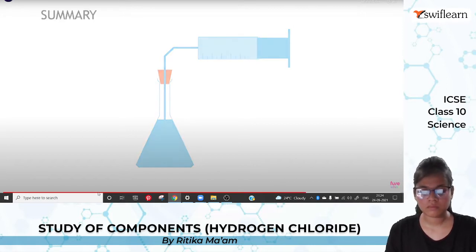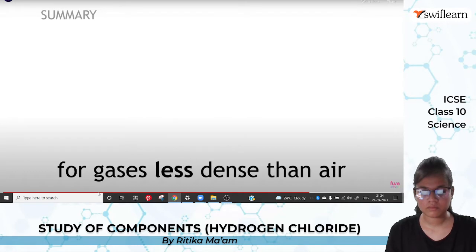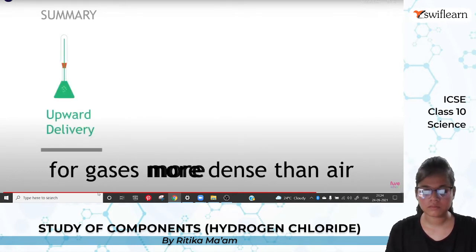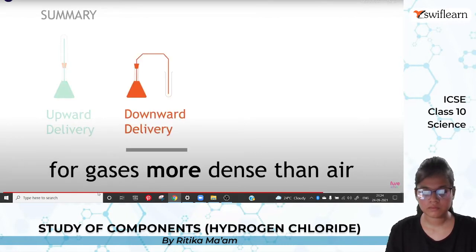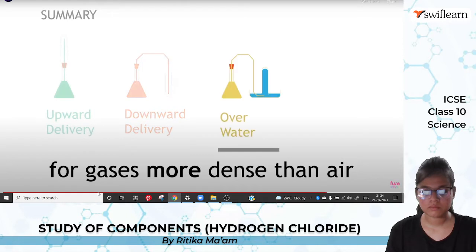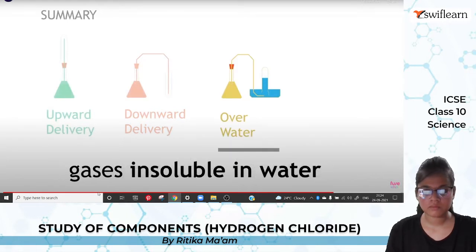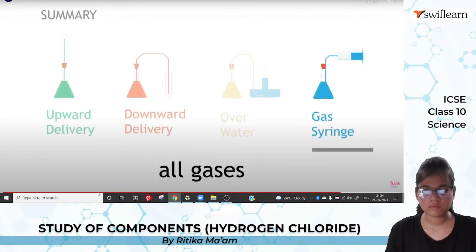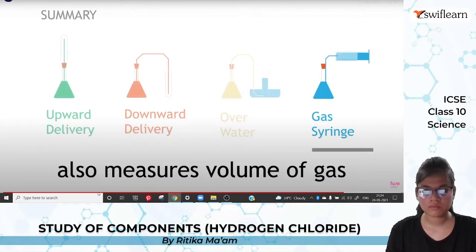In summary, for gases less dense than air, they are collected via upward delivery. If a gas is more dense than air, we collect it via downward delivery. These gases can also be collected over water, but this method only works for gases which are insoluble in water. And finally, we can use a gas syringe to collect all gases, and it is useful for measuring the volume of gas.